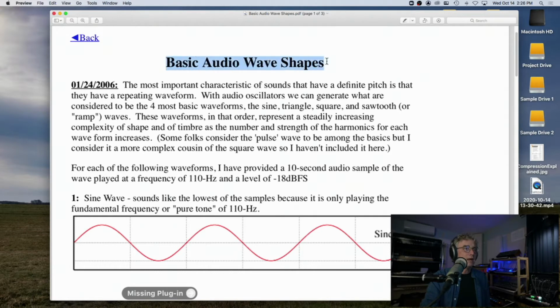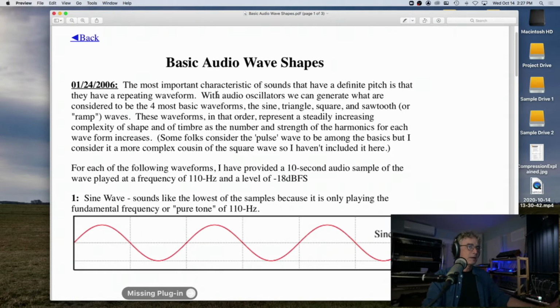So, basic audio wave shapes. The most important characteristic of sounds that have a definite pitch is that they have a repeating waveform. So that means anything that has a pitch, like A flat, E, has a repeating waveform. That means we can go from this point here to here and then here. And you see how that repeats, right? And this is something called a sine wave.